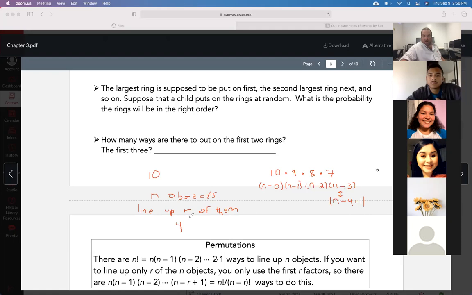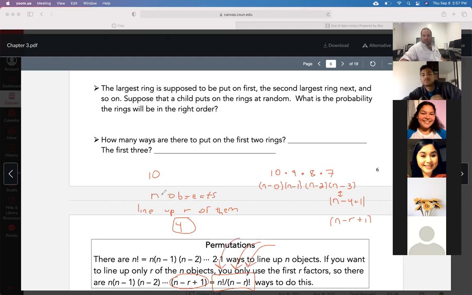Because 4 is R. So I go to n minus R plus 1, which is this guy right here. You go n down to n minus R plus 1. But this formula right there is a shorthand for the answer to the question. So I don't have to worry about all this stuff. I can go right to that formula right there.